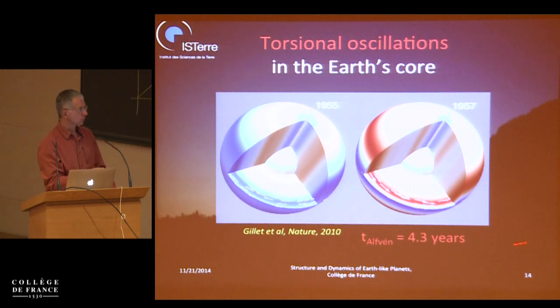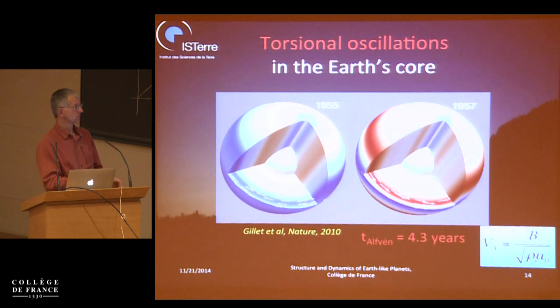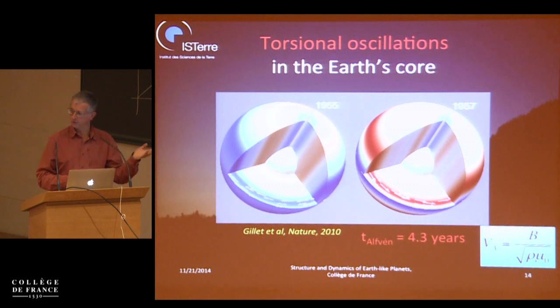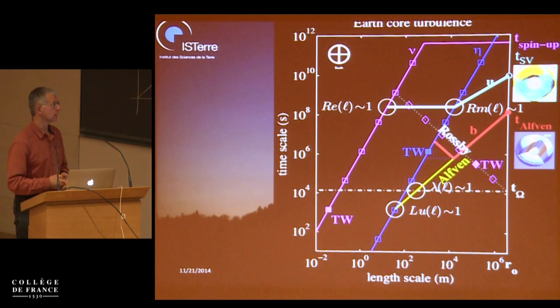From that we know that the Alfvén wave typical time is 4 years or so, which translates, because of this relationship between the velocity of Alfvén waves and the intensity of the large-scale magnetic field, into intensities of about 3-4 millitesla. Okay, so if this really happens, we get a very different scenario in our favorite diagrams.